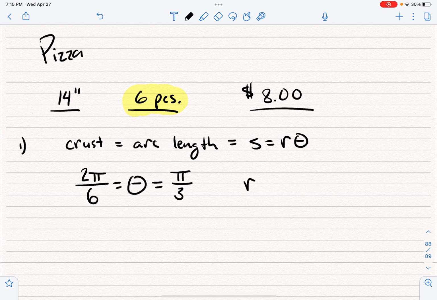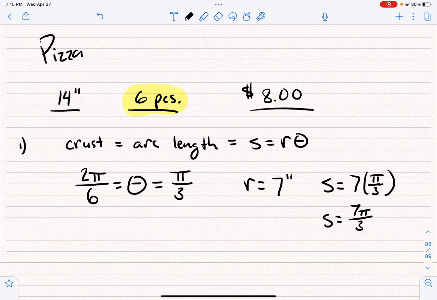Now, radius, if the diameter of the pizza is 14 inches, then radius is clearly 7 inches. So therefore, the arc length is equal to 7 times pi over 3 inches, which would be the same thing as 7 pi over 3. Now, of course, I didn't bring a calculator with me, but I know that 2 pi would be 6.28 roughly, and so 7 pi over 3 is going to be a little bit bigger than that. 7 point something.